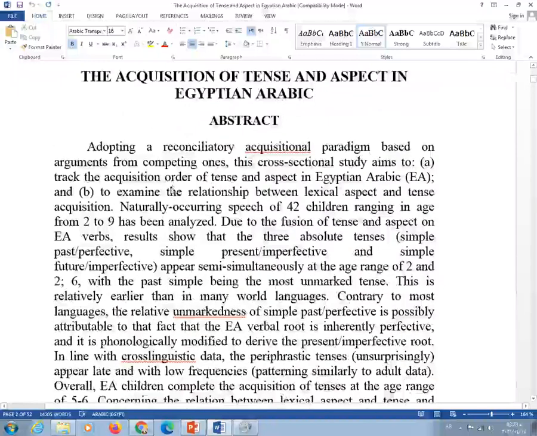This is the title, The Acquisition of Tense and Aspect in Egyptian Arabic, and this is the abstract. Okay, adopting a reconciliatory acquisition paradigm. Reconciliatory. We need to find a reconciliation between the two conflicting paradigms, the nurture and the nature, the data-driven approach and the universal grammar approach, the empiricist paradigms versus the nativist paradigms. Okay, this is what I try to do in my research, based on arguments from competing ones.